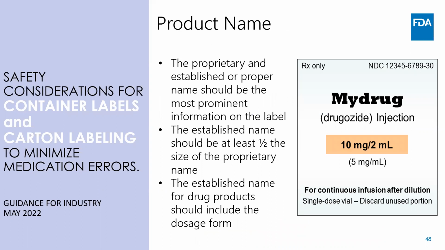And so to ensure that patients receive the correct product, proprietary names and the established or proper names for biologics should be the most prominent information on the label. And so there is a regulation for this. So per the regulation, the established name should be at least half the size of the proprietary name and should include the dosage form.